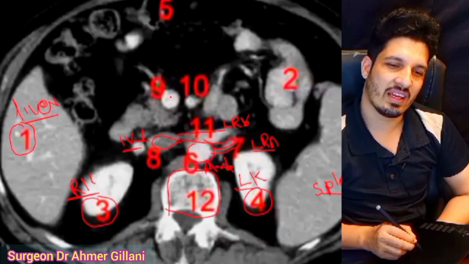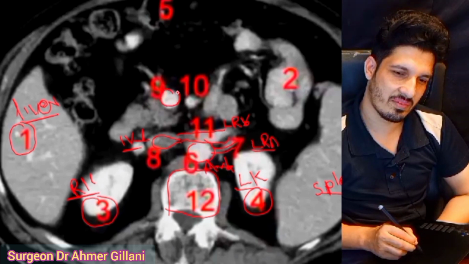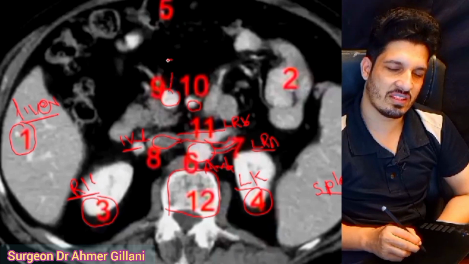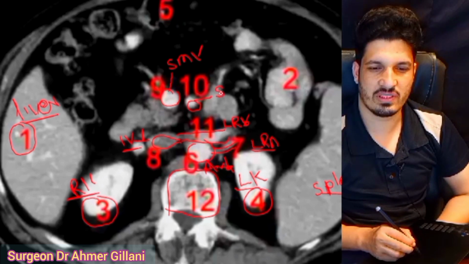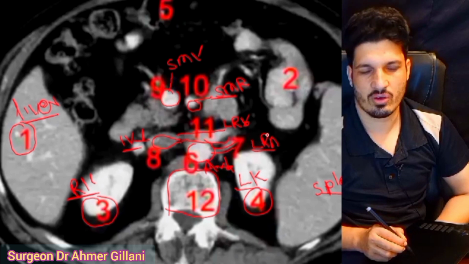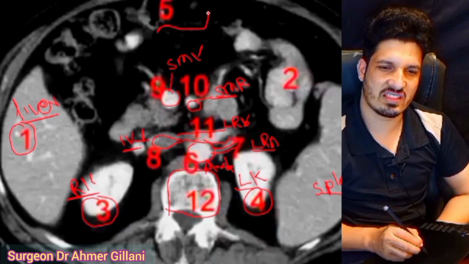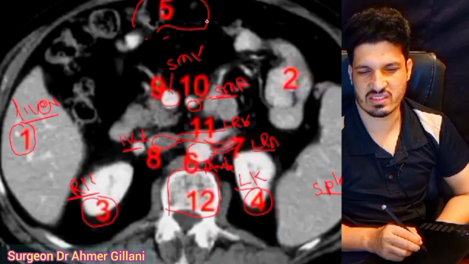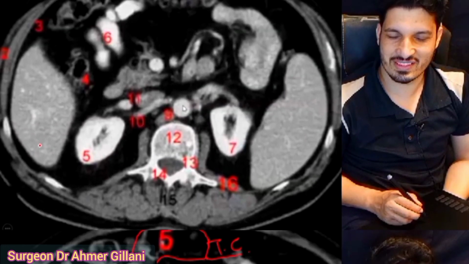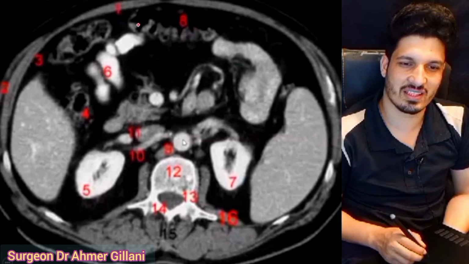Okay, and structure number 9 and structure number 10, structure number 9 is superior mesenteric vein, structure number 10 is superior mesenteric artery. Okay, and this is the transverse colon, structure number 5. Well, now I am moving towards the next section of the CT scan.